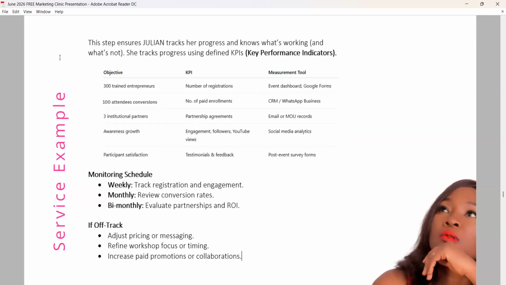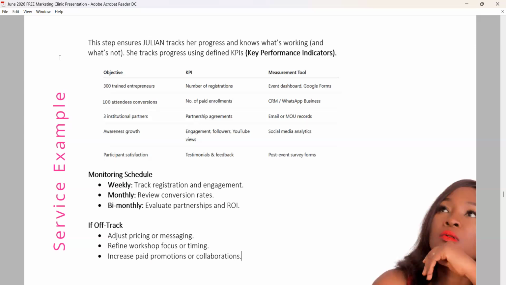This is Julian's KPI: 300 trained entrepreneurs. Remember, she's going to track number of registrations, 100 attendees, conversion, number of people that paid from the marketing clinic. 3 institutional partnerships. If I partner with 3 people, definitely I will know. So I will write it down. Awareness growth, engagement, followers, YouTube views. That is how I'm going to know if this is working. Participant satisfaction as well. Testimonials.